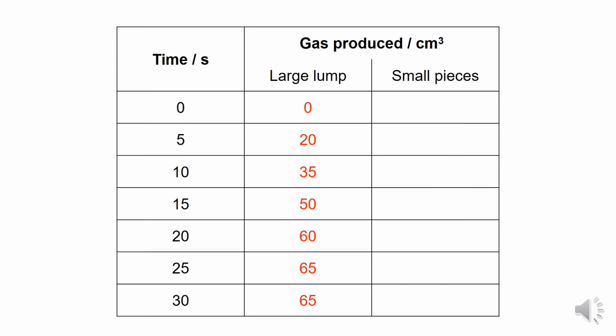Also, what you should be able to see is that it goes up quite quickly at the beginning from 0 to 20 in 5 seconds, but from 5 to 10 it only goes up by 15 centimetres cubed. By the time we get to 20 seconds, in 5 seconds it only goes up by 5 centimetres cubed. So on the right hand side we've also got the results for small pieces, which obviously I didn't show you, but just make sure that you've got that.